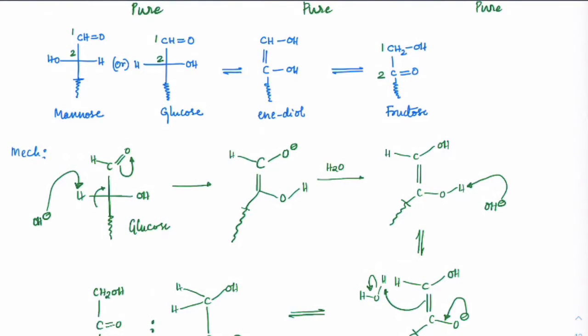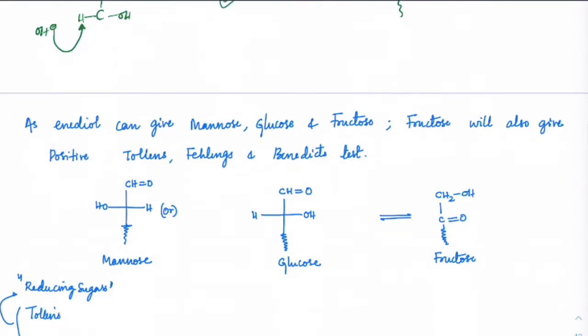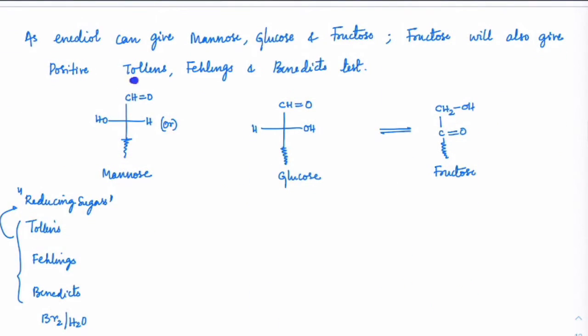And within the glucose, how can we prove that? We can prove that using Tollens test or Fehling's or Benedict's test. If I take this diol and react with any of these, mannose, glucose and fructose, check out Tollens, Fehling's, Benedict, all of these are basic solutions. Since it is a basic medium, they are bound to interconvert with each other.